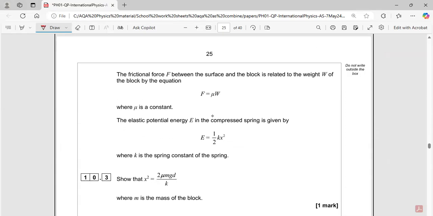And then they're saying that the frictional force between the block and the surface is given. Friction is mu W, where mu is a constant, nothing to worry about. The elastic potential energy is given as E is 1 by 2 kx square.